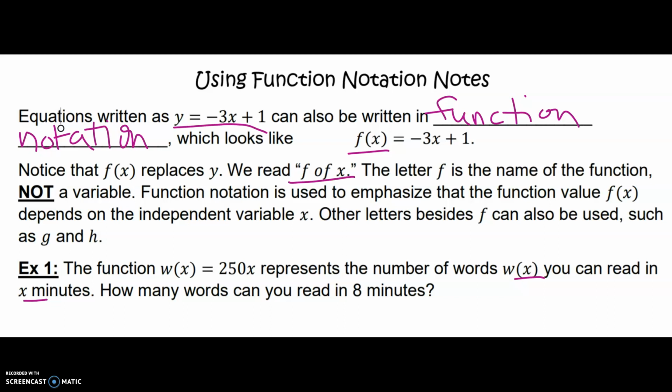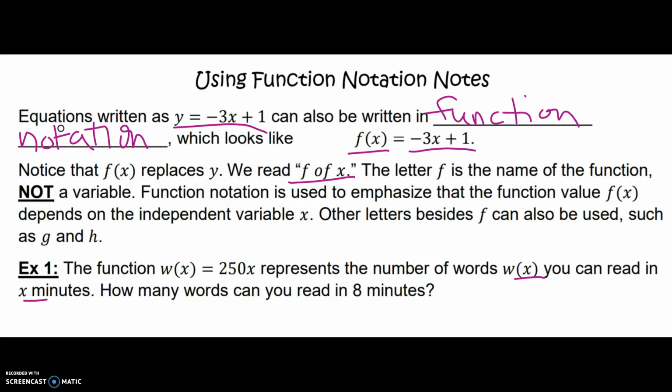We say f of x. It's a function that we have named f. That's what the letter f is. It's not a variable. It is the name of the function, and it's a function of the independent variable x. So we're looking at what happens to our function when we have an x value that we're doing those operations to. In this case, we're doing negative 3 times our x value plus 1.